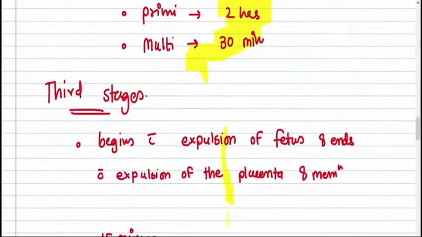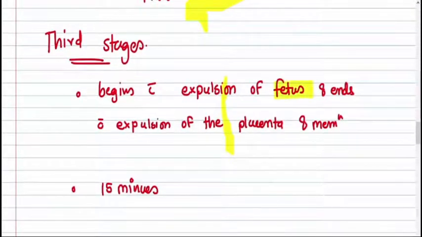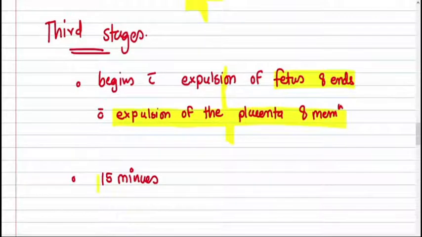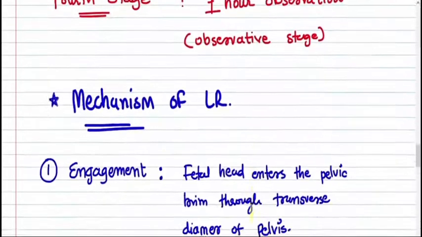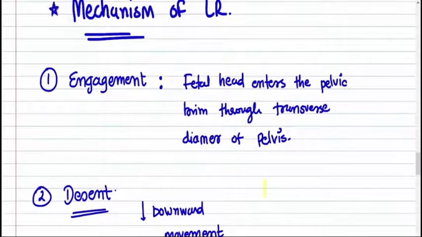The third stage begins with the expulsion of the fetus and ends with expulsion of the placenta and its membranes. Generally it takes 15 minutes when it is passive. When we do active management of the third stage of labor, it takes only around 5 minutes. Now the fourth stage is the observation of 1 hour after the third stage, mainly for the purpose of bleeding. It's the observation stage.